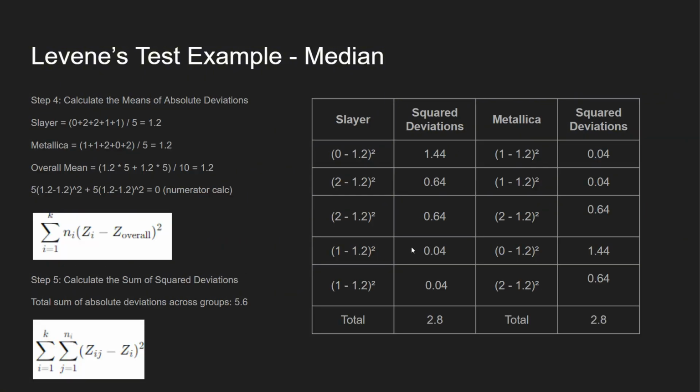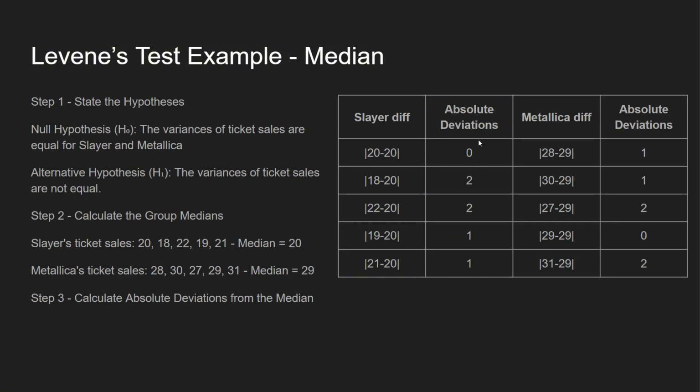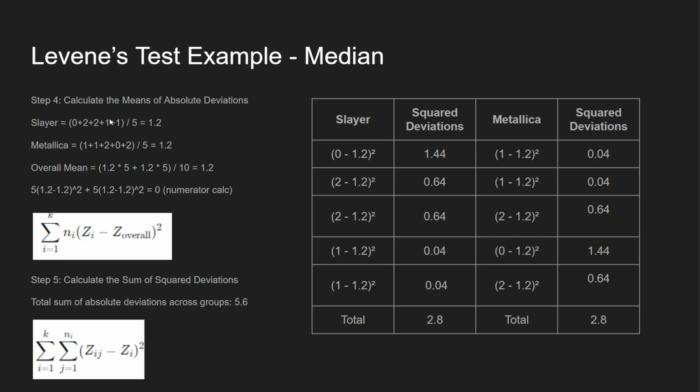Okay, now what we're going to take a look at is calculate the means of the absolute deviations. So we have 0 plus 2 plus 2 plus 1 plus 5 divided by 5. We have 1.2 is the difference, right? Just going back over here, summed all these up, and I divided by 5, right? And did that for both Slayer and Metallica. They were both 1.2. Now we want to find the overall mean. So 1.2 times 5, 1.2 times 5 divided by 10, 1.2.